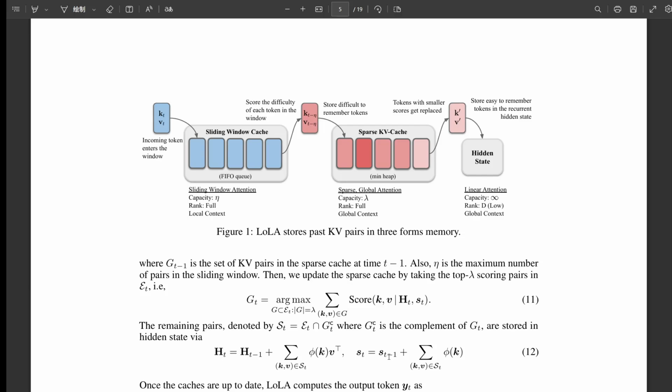Okay, that's a really clear breakdown of the technical innovation here. The hybrid memory components, and especially that self-recall scoring mechanism to intelligently shuttle things between the efficient linear state and the high-fidelity sparse cache. So how does this clever system actually perform when they put it to the test?